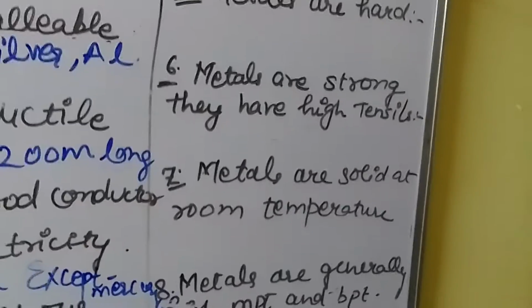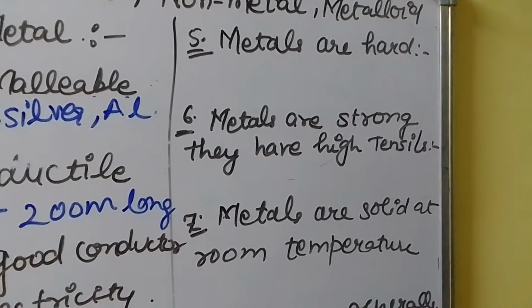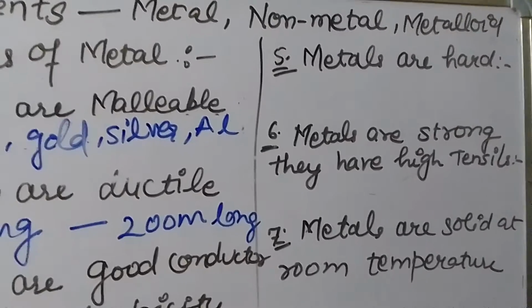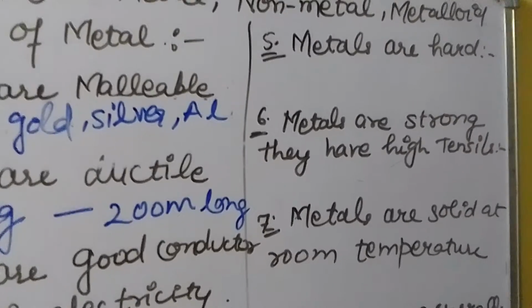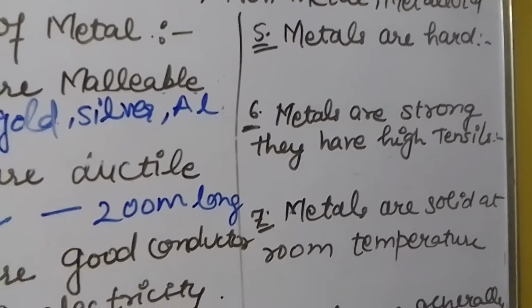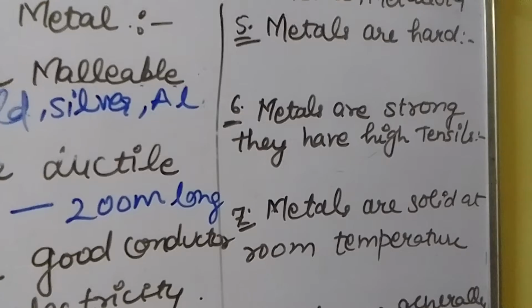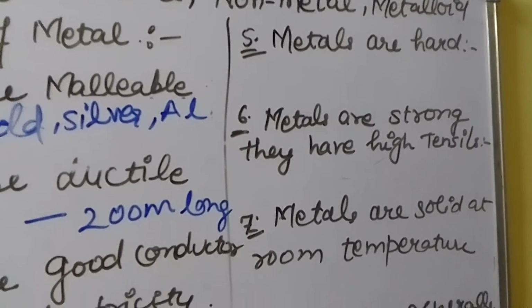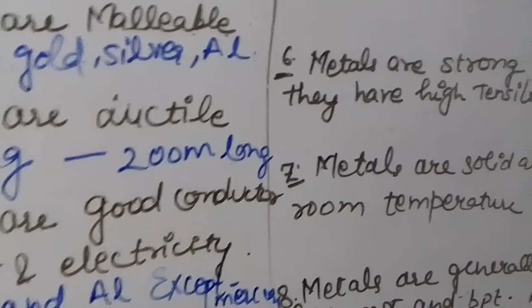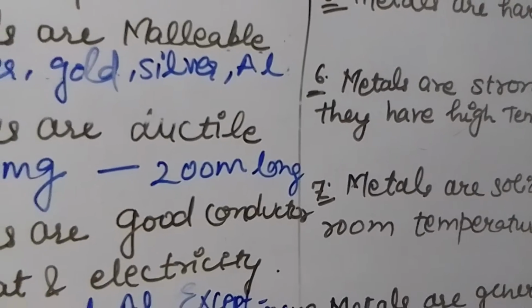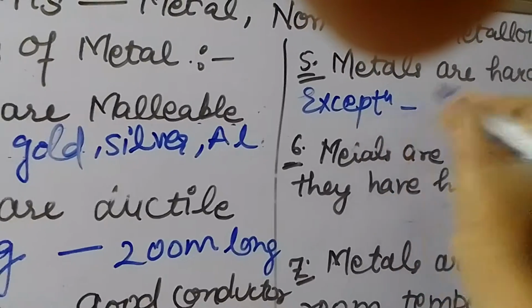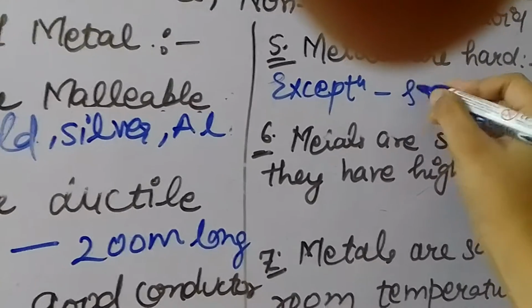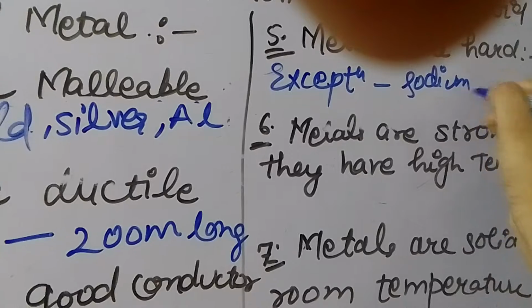Let's talk about another property: metals are hard. We know that almost all metals are solid at room temperature, so all metals are hard, except sodium and potassium. That is the exception: sodium and potassium.